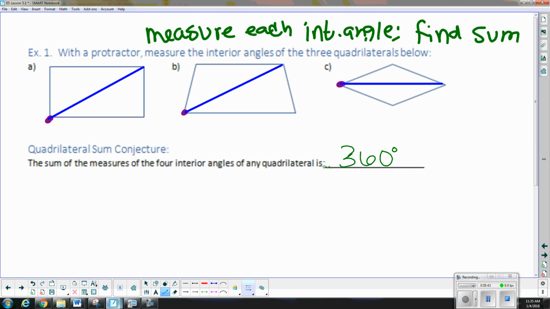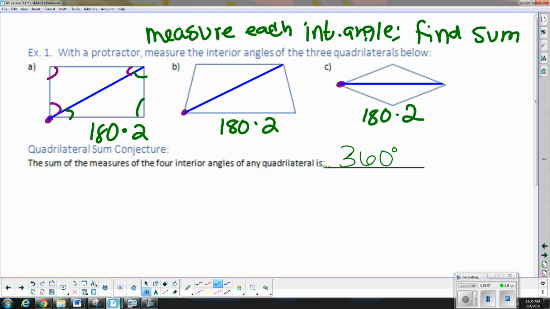If the first triangle has 180 degrees, these add up to 180 degrees, and these add up to 180 degrees. That gives us 180 times 2 for the total degrees for all of the quadrilateral, any quadrilateral.